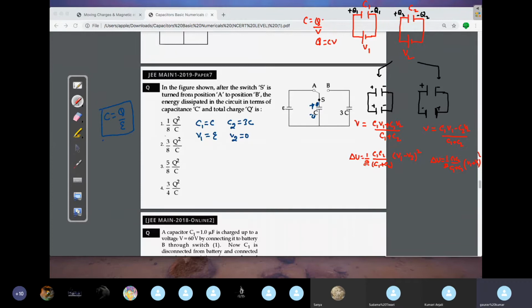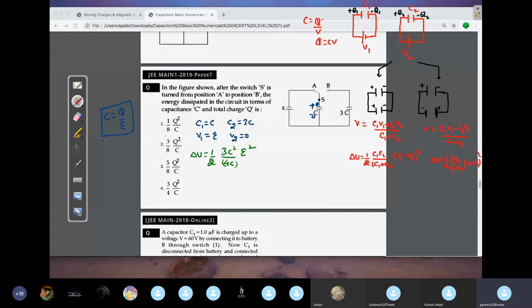Now, what is the loss of energy? We can apply the formula. So what is delta U? We can write delta U now. So we'll get delta U equals half times C1 C2 over C1 plus C2. C1 C2 means what? We'll get 3C square upon 4C, into V1 is what? E, into E square you will have here.